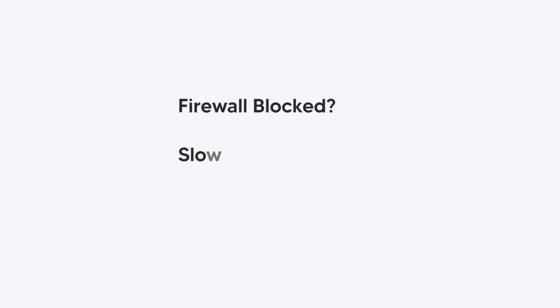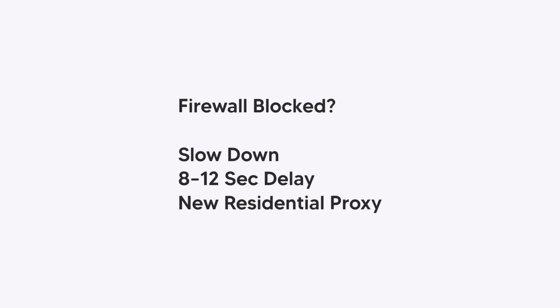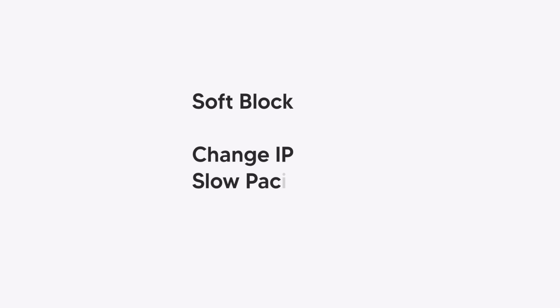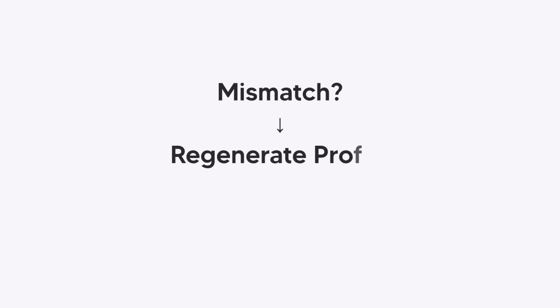If the firewall blocks you after a small batch, slow down, increase delays to 8-12 seconds, and switch to a fresh residential proxy. If prices look stale or identical across products, you're probably soft blocked. Change your IP, slow your pacing, and verify your fingerprint again. If IFI shows a mismatch or a leak, don't start scraping. Regenerate your browser profile first, then verify everything is green before continuing.